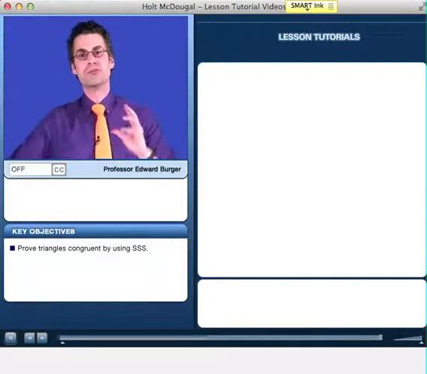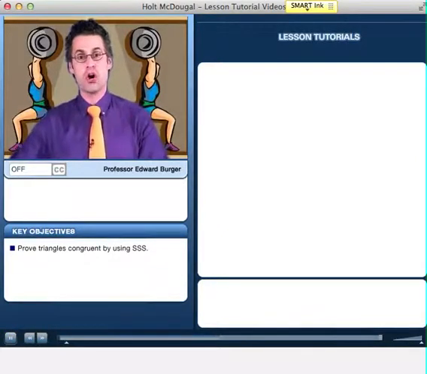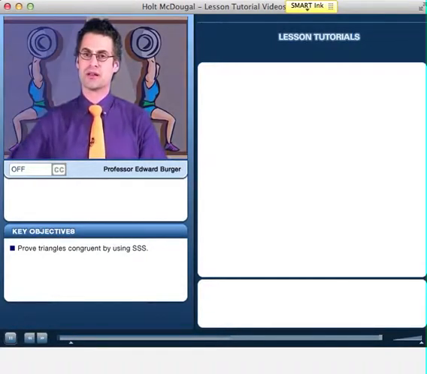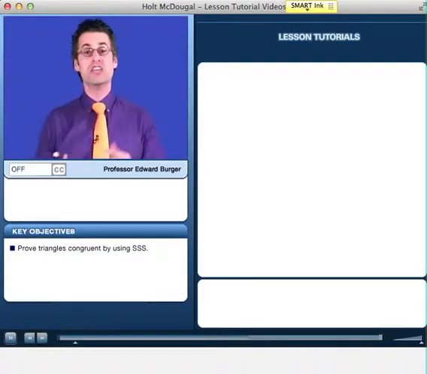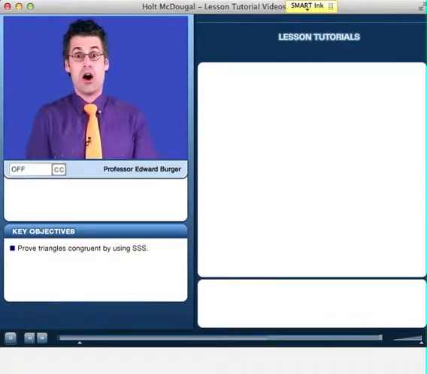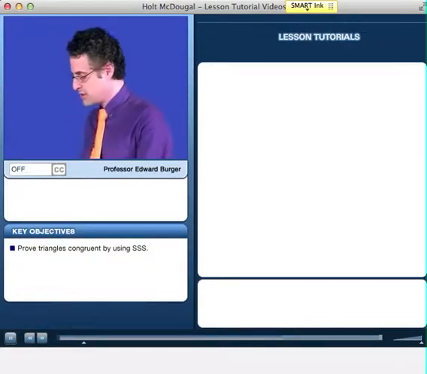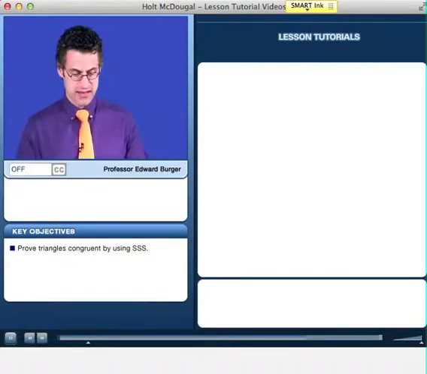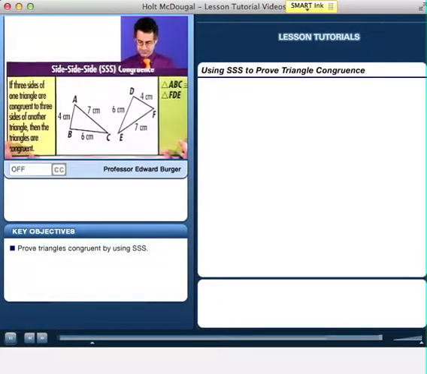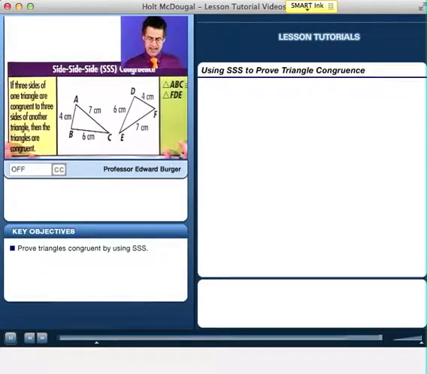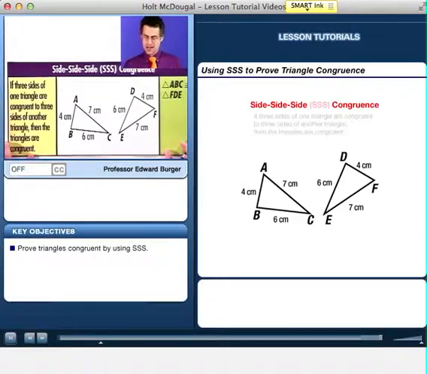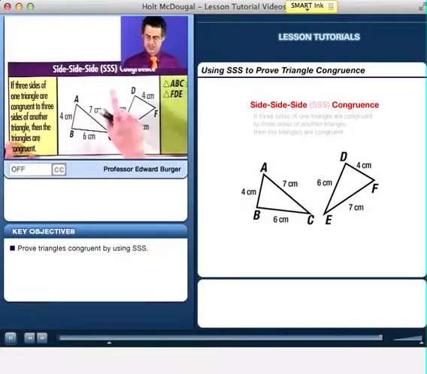It turns out that there's some really powerful ways of showing that two triangles are congruent. They're sort of tricks of the trade, and we can use them because they are, in fact, true statements. And I want to show you one right now. This one is known as the side-side-side congruence, and sometimes this is abbreviated as SSS.